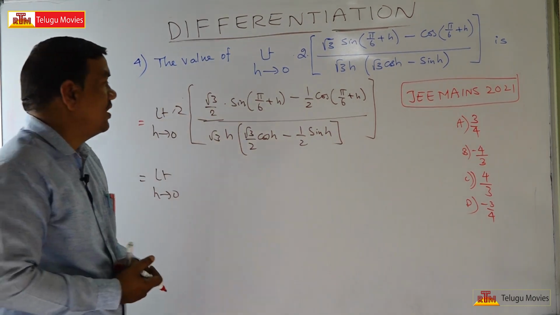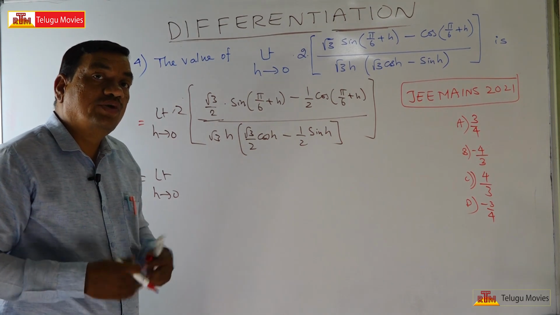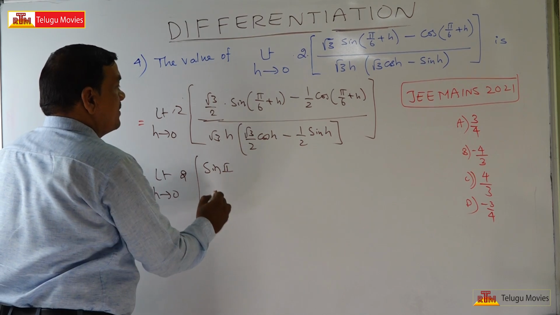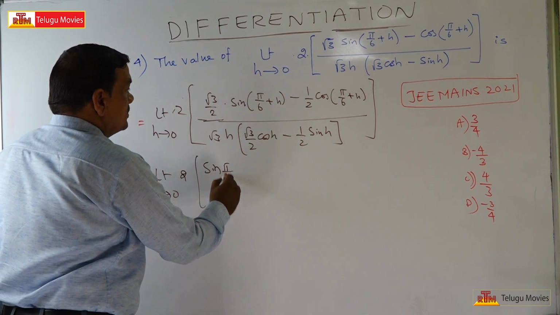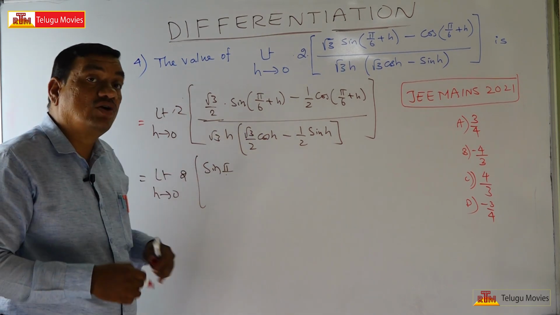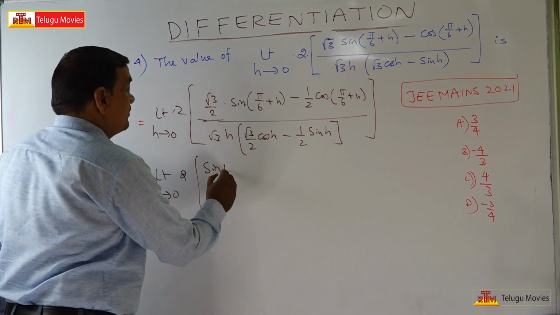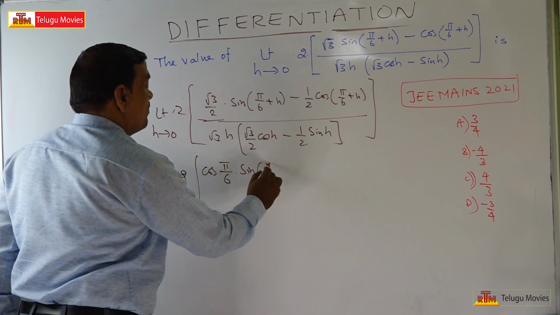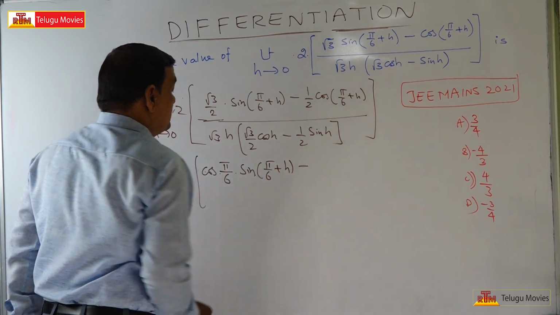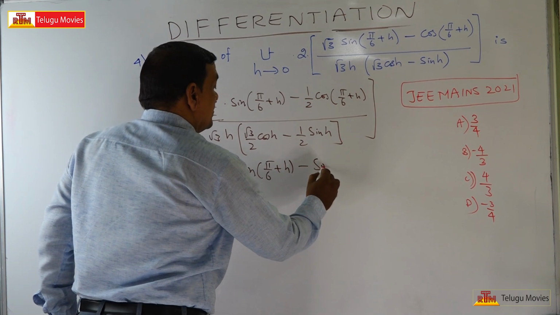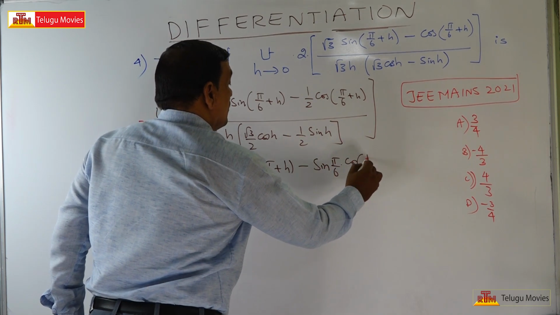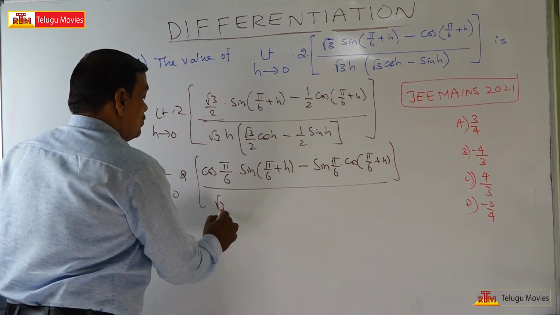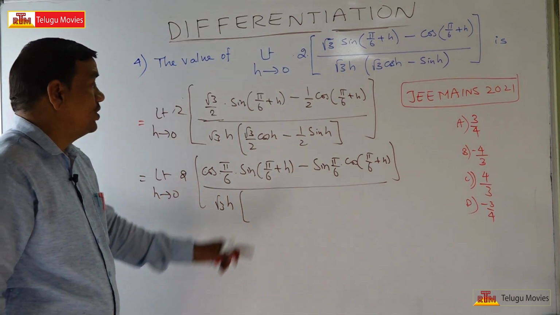So right. Root 3 by 2, can I write down sin 60? So that is equal to 2 into, this is sin 60, that is pi by root 3 by 2. So not sin, I will write down cos 60. So that is equal to cos 30. So I will write it as cos pi by 6 into sin of pi by 6 plus h minus, this is equal to sin 30. Sin pi by 6 into cos of pi by 6 plus h divided by, so this is equal to root 3h into. So here root 3 by 2.